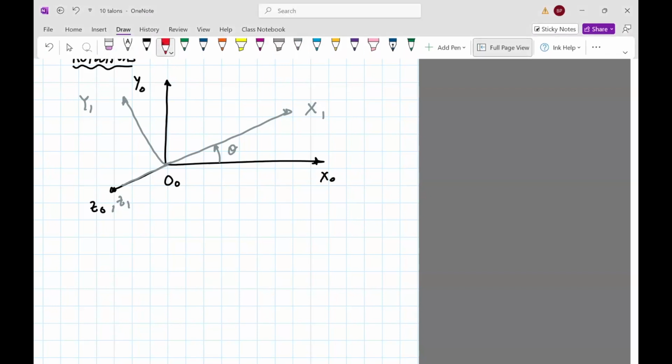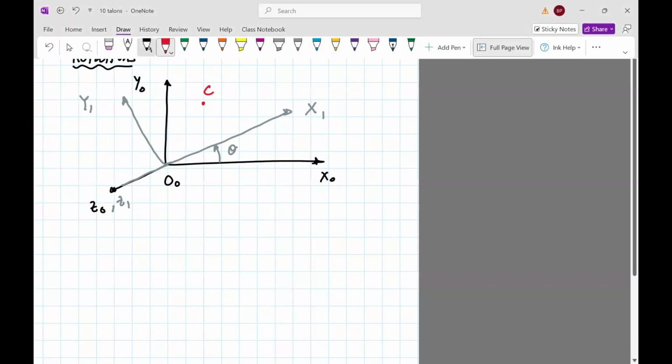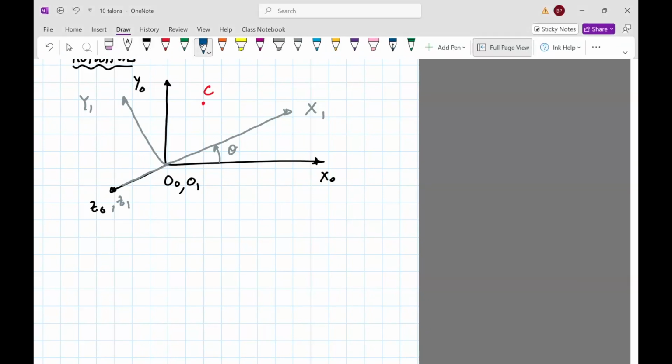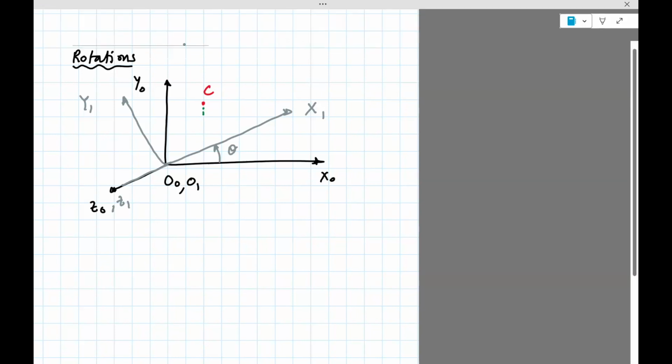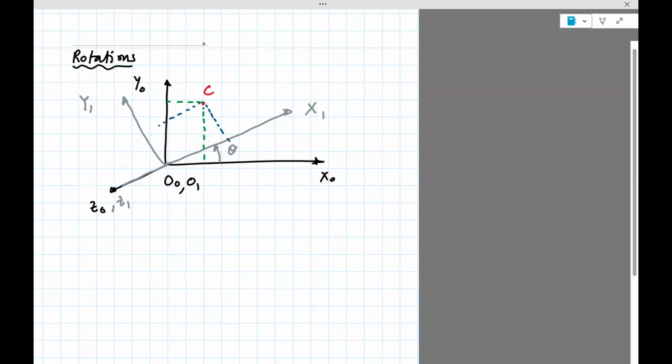Okay, so the same thing goes here. Let's say we have a point C and we want to describe its position. By the way, here the origin does not change, right? O0 and O1 are the same origin because we never translated anything. Now we want to describe the position of point C. There are two ways of doing this. One way is we drop perpendiculars to the axes and describe the position with respect to frame 0, or you could drop perpendiculars to axes x1 and y1, and that's another way of describing the position.